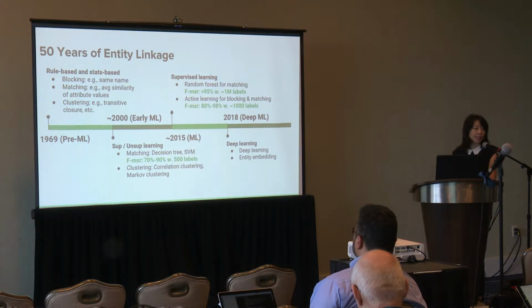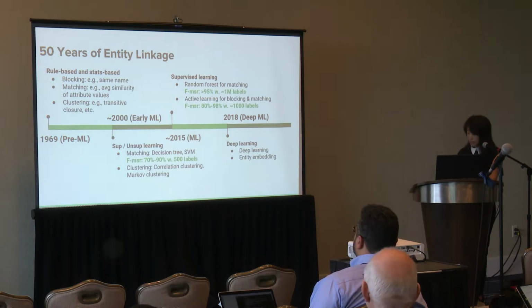So entity linkage is a problem that already has nearly 50 years of history. The first paper was published in 1969, which is 49 years ago. And at that time, for a long while, it was more of rule-based and statistics-based methods. For blocking, for example, we can block on records that have the same name or some other shared values. For matching, we can do average similarity of the attribute values. For clustering, we can do something like transitive closure.